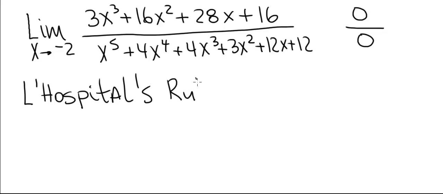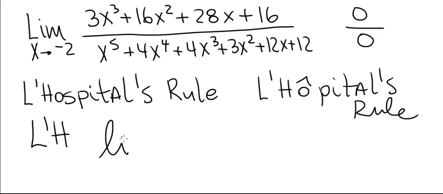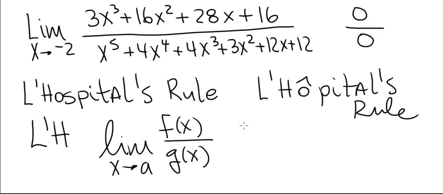We can spell L'Hopital's rule this way or also like this. But we'll abbreviate it by L apostrophe H. Now, L'Hopital's rule says the following. If the limit as x approaches a of f of x over g of x yields indeterminate form 0 over 0. Now, there are other indeterminate forms that can occur, but since in this problem we have an indeterminate form of 0 over 0, we'll frame L'Hopital's rule using this indeterminate form.